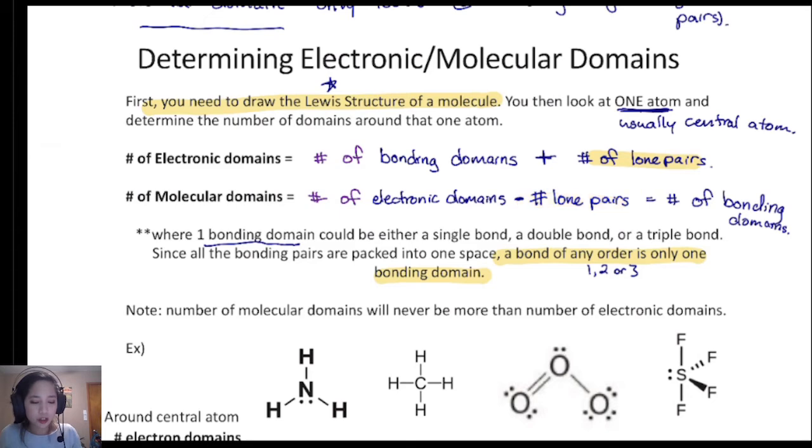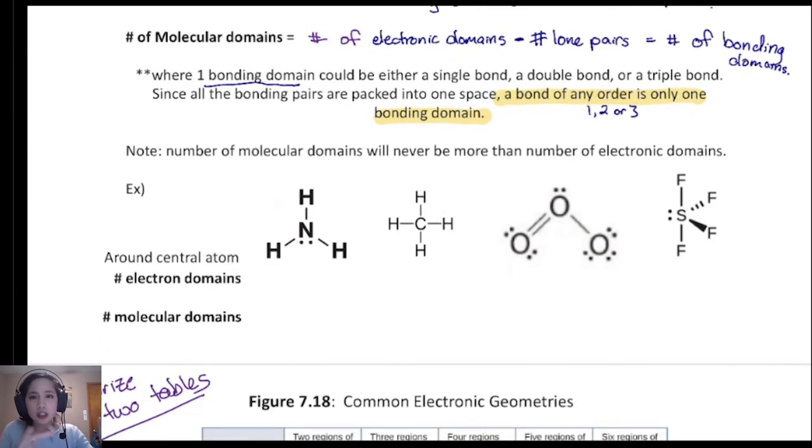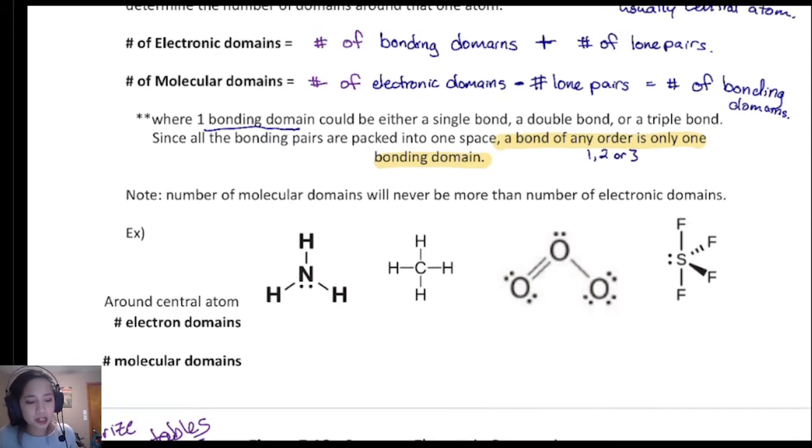All right. I think once we practice this, you'll see it. So let's just do a little bit of practice. Oh, and let me just point out, because of the math here, the number of molecular domains will never be more than the number of electronic domains. They can be the same number, but there can never be more molecular domains because we're always subtracting lone pairs. And the least amount of lone pairs you can have is 0. So either both those domain values are the same or moleculars is smaller.